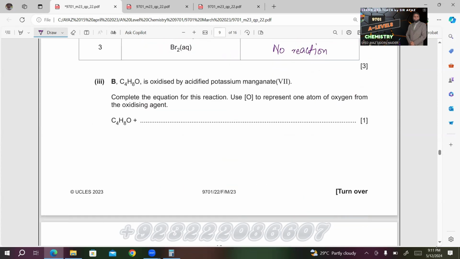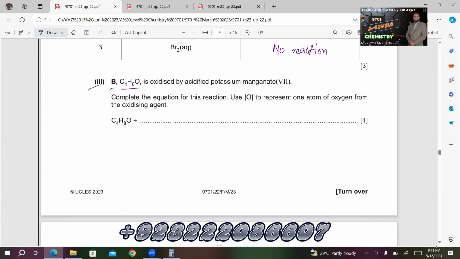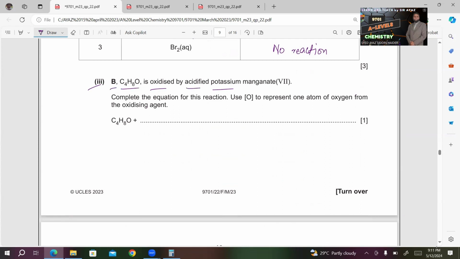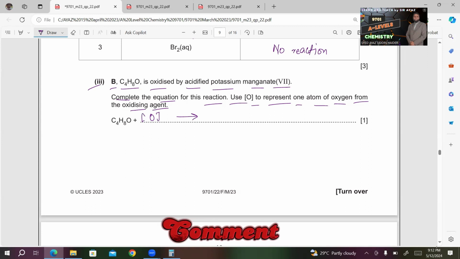Moving to the next part. Number 3B, C4H8O is oxidized by acidified potassium manganate(VII). Complete the equation for this reaction. Use O to represent one atom of oxygen from the oxidizing agent. C4H8O plus O. Once it gets oxidized, there must be addition of one oxygen atom. It's an oxidation reaction, so you will simply write C4H8O2.